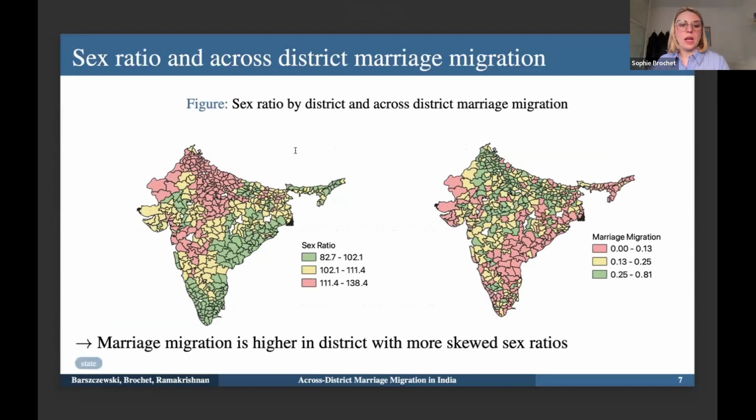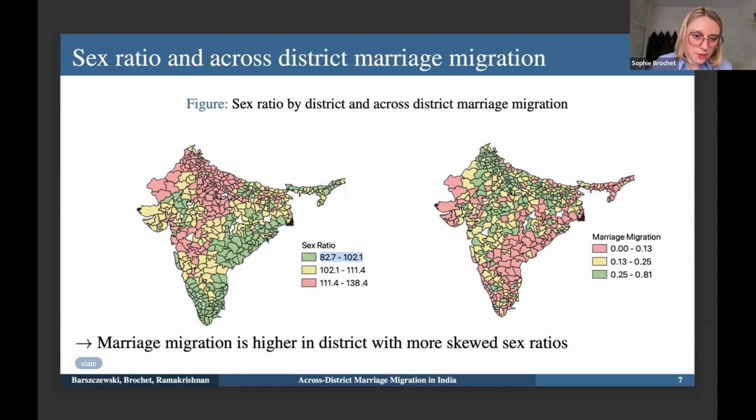First, I want to show some evidence of relationships between sex ratios and marriage migration. On the first map on the left, we represent the sex ratios in terms of tercile. As I said earlier, this is the number of men for 100 women. Here you can see that these sex ratios tend to be either more skewed toward women, more balanced, or slightly skewed toward men. I also have to say that this number is an outlier.